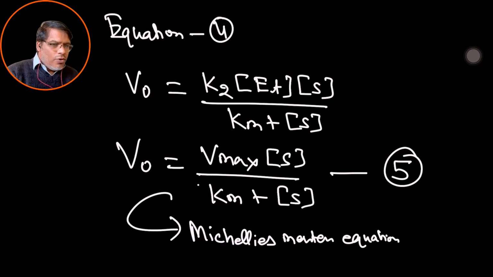Remember, VO represents the initial velocity. Vmax is the maximum velocity, the maximum rate at which the enzyme is going to work. S is the substrate concentration, divided by Km, the Michaelis Menten constant, plus the substrate concentration. This is the Michaelis Menten equation.